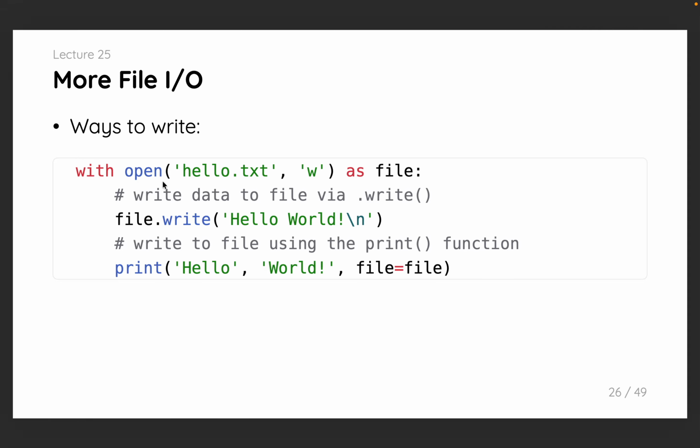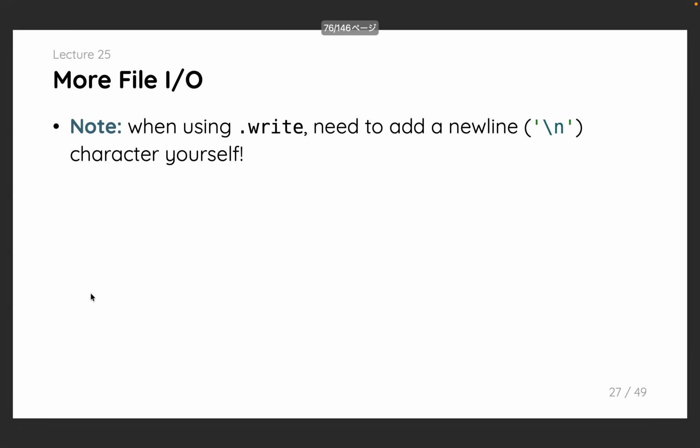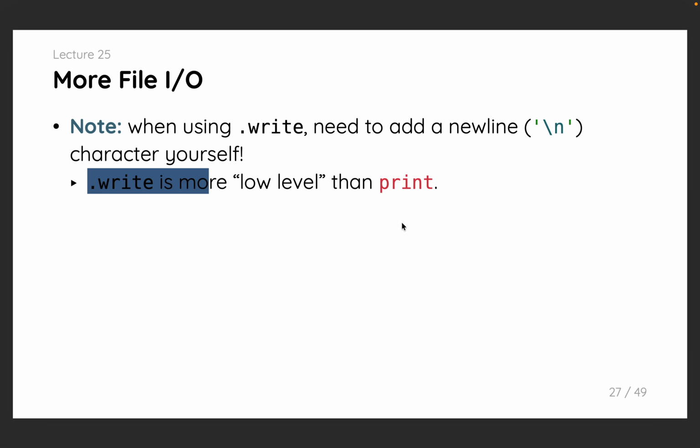So you can also write to a file using the print function. Remember, when we went over keyword arguments, we said that print can take in a keyword argument called file. And this is the purpose of that. Using the file keyword argument, you can indicate what file you want to print into. Again, make sure you add new lines if you want to. Now write itself is more low level than print, so that's why you need to indicate the new line.